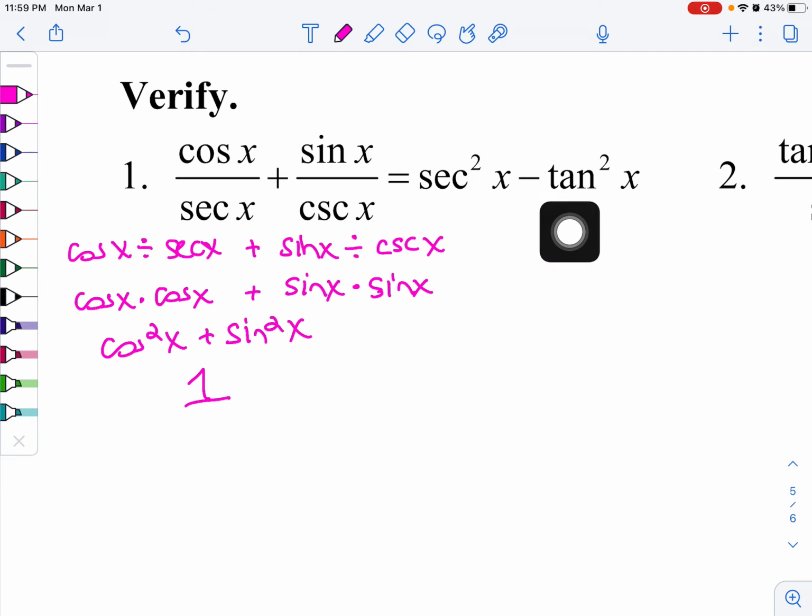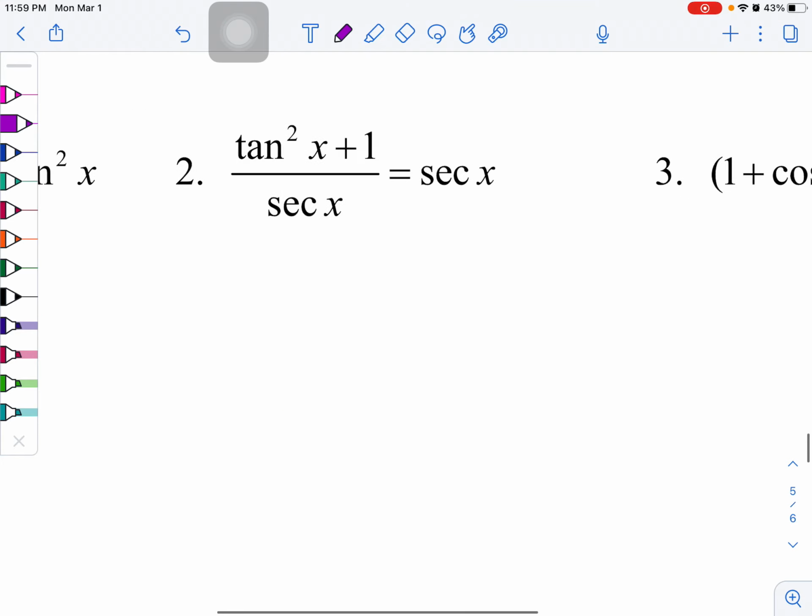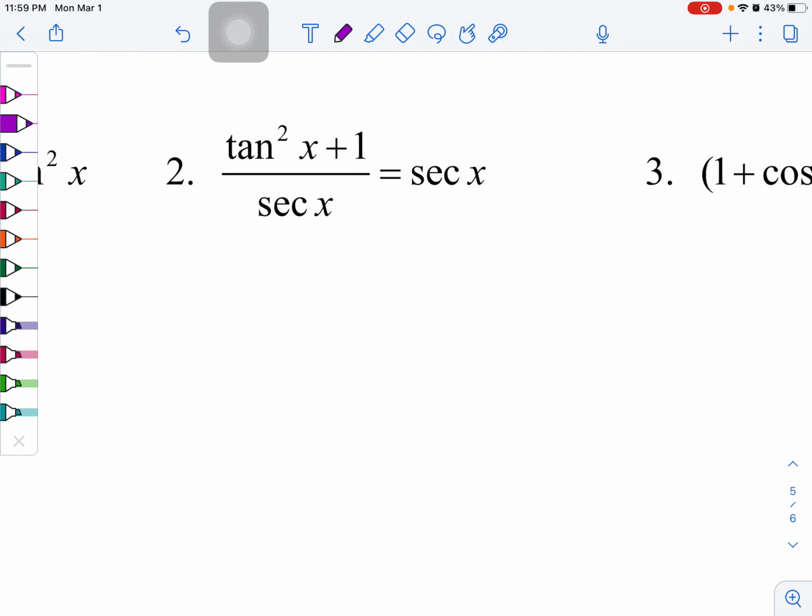But I'm not actually trying to prove that I equal to 1. I need to now look at this and see if this is equal to secant squared minus tangent squared. Based on my Pythagorean identities, I do know that that's a true statement. So I can actually replace 1 with secant squared x minus tangent squared x, and that's then the side that I was looking for. Okay, so problem number 1 is all done.